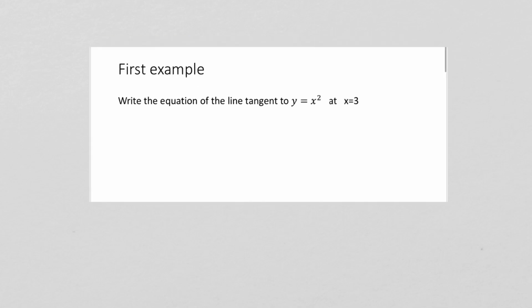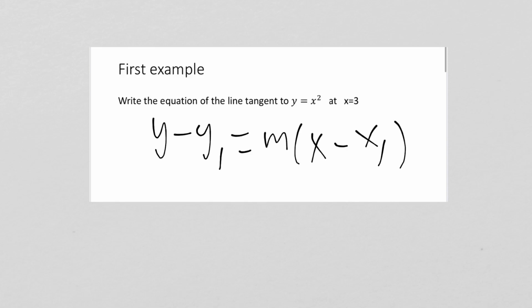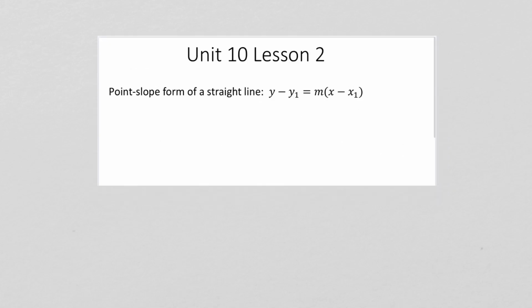Okay, so example 1, we're going to write an equation of a line tangent to y equals x squared at x equals 3, and immediately I'm going to write y minus y1 equals m times x minus x1. All right, so first thing I should do is fill in any information that I already have, and one piece of information I have is that x equals 3. So I should go back here and specify, this is the equation of a line tangent to a curve at the point x1 comma y1.